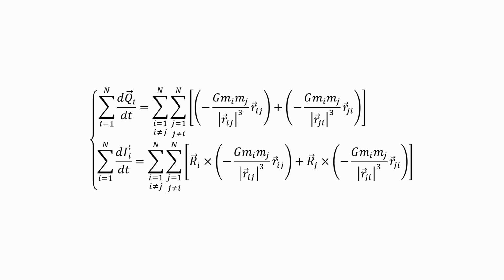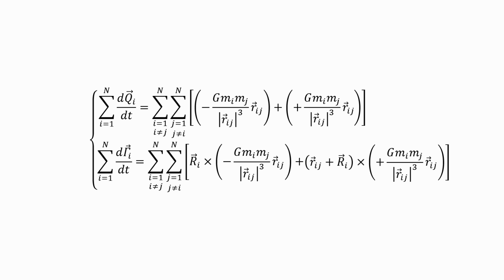This is what we obtain by summing up all the gravitational forces and torques affecting our n bodies. We can exploit this relationship between Rij and Rji to make things a bit easier. In this way, we have just Rij. Now, if we recall the definition of the distance between i and j, we can substitute this expression in the torque equation. Rj has then disappeared.